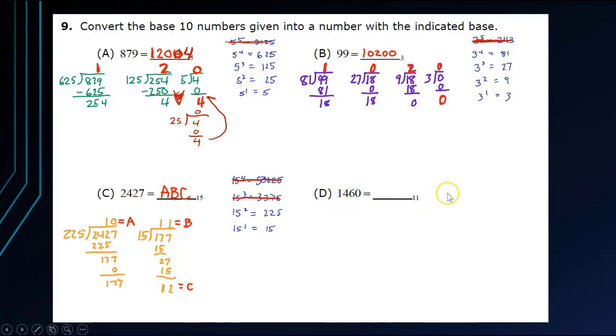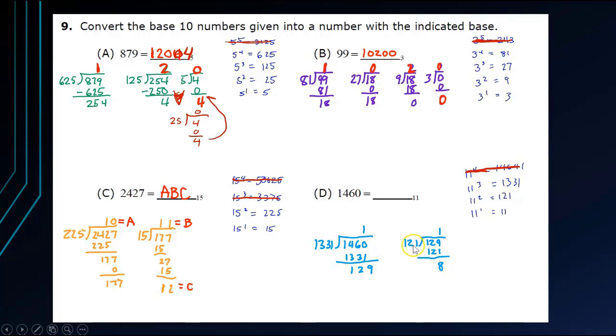1460 in the base 11 system. Here are my powers. Obviously 11 to the 4th power does not work for this. It's too big. So I'm going to start with 11 cubed. So I'm going to take 1460 divided by 11 cubed, or 1331. I get 1. Take the 129 divided by 121, the 11 squared, I get 1 with a remainder of 8. I take the 8, now divided by the 11, I get nothing. And then a remainder of 8, which I would divide by 1, which would give me just 8. So what I have here is 1108, and that's what that number is going to be here.